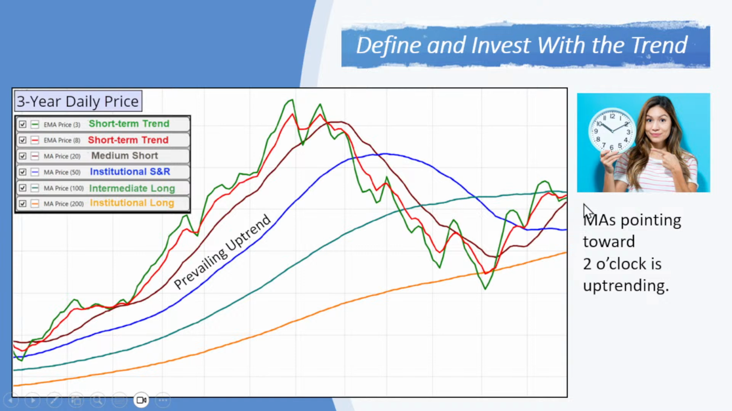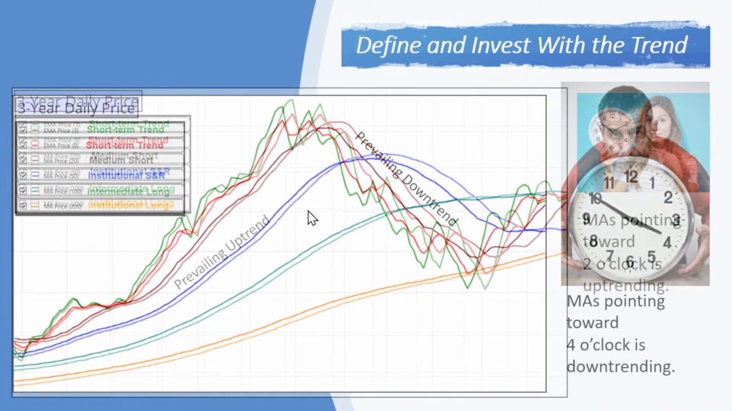Left-hand chart, it's funny, Stan Heller would laugh at this because he created a slide that says moving average pointing towards 2 o'clock is uptrending. Well, that's not exactly 2 o'clock, is it? That's 10 after 10, 10-10 there. But you get the point. The big hand there is pointing to the 2. That is the ideal slope of moving averages when they're uptrending.